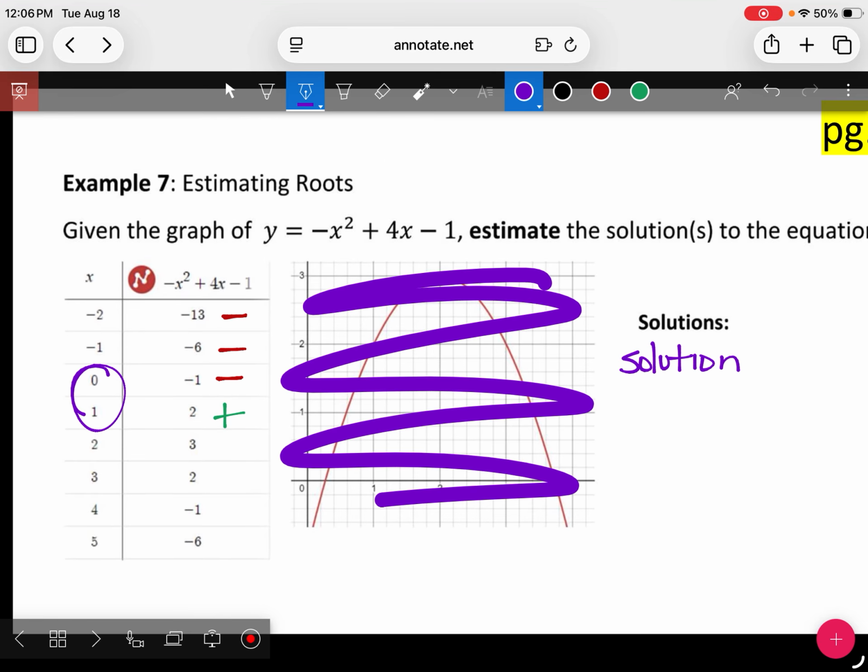somewhere between 0 and 1. I don't know what that solution is, but it's a number between 0 and 1. It's a decimal though. 0.2, 0.3, 0.47, we don't know. But it is a number between 0 and 1.